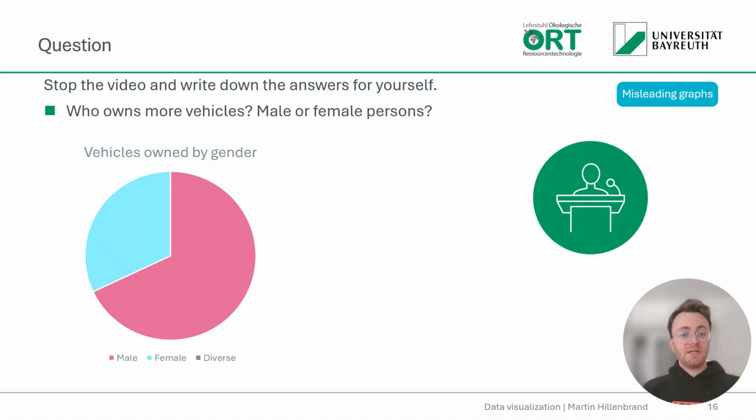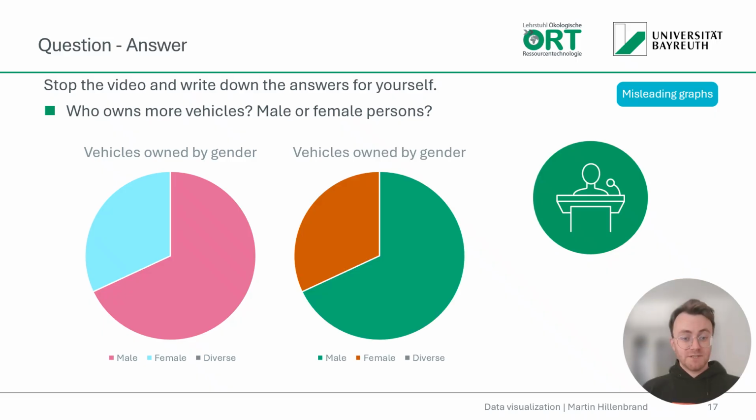So stop the video again here. We are now having another question. Stop the video and look at this pie chart of vehicle owners by gender in Germany, and tell me who owns more vehicles, male or female persons. Stop the video, answer the question, and we see each other in the next slide. So the answer is obviously more male persons.